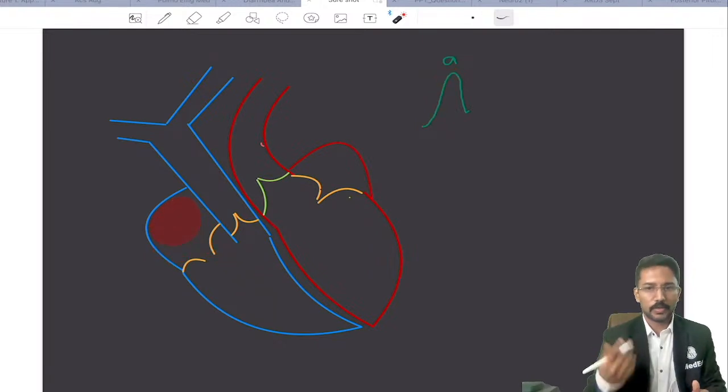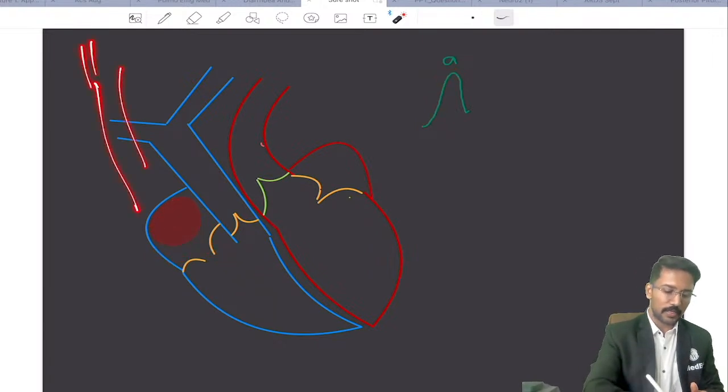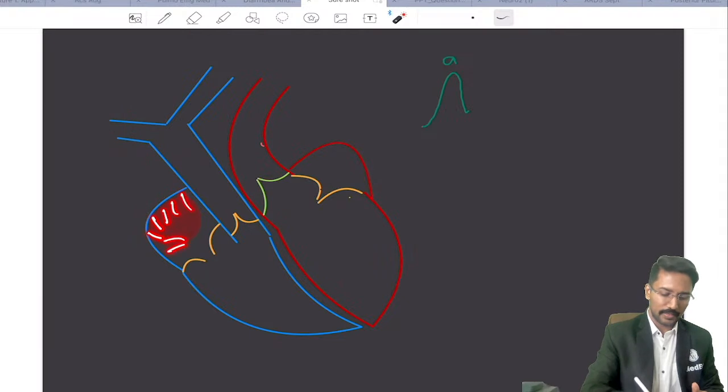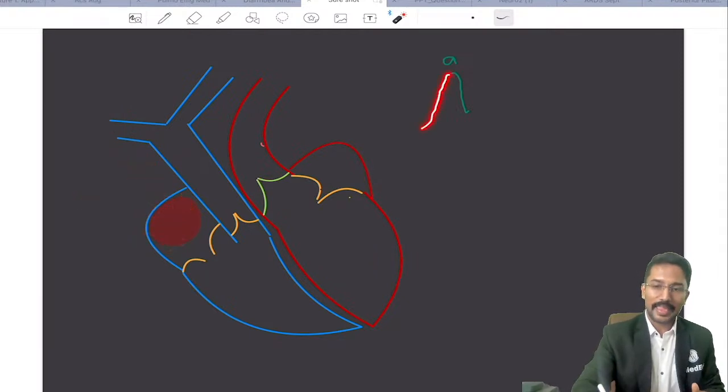Because what is JVP? It is a pressure that we are measuring somewhere in the jugular vein, which indirectly represents right atrial pressure. So when the right atrium starts contracting, pressure in the jugular vein will obviously increase. That gives rise to your A wave.